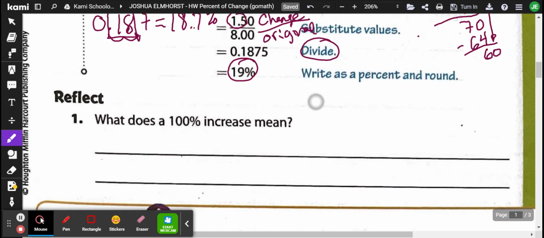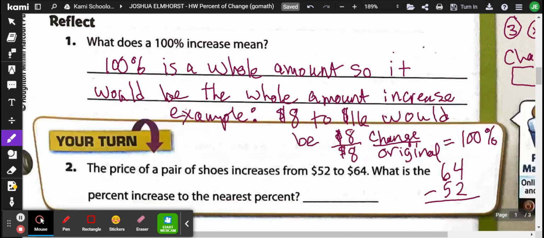Take a moment here. What would a 100% increase mean in the cost? Let's pause the video and then take a look at that. An example would be, 100% is a whole amount, so it would be the whole amount increase. For example, $8 going up to $16. The difference would be a change of $8. So we put the change over the original, and 8 over 8 is one whole number, which is 100%.